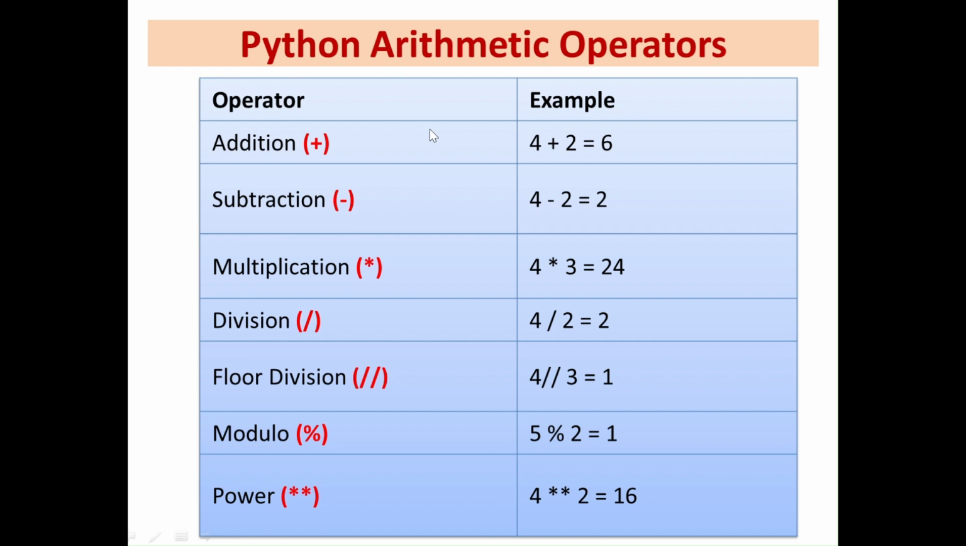Power, I have put 4 multiplied by 2, that means 4 to the power 2 is equal to 16. Similarly, modulo 5 percentage 2 is equal to 5 divided by 2, the remainder is 1. So it gives the remainder. Similarly, floor division, 4 divided by 3, only the whole number will be shown here, that is 1. Division, ordinary division only. Like that I have shown, and we will see how Python codes are written for this.